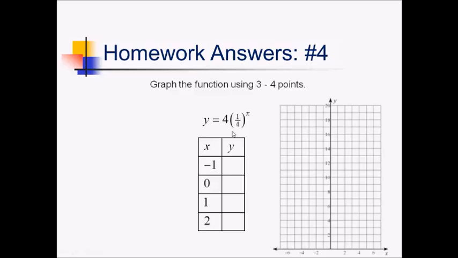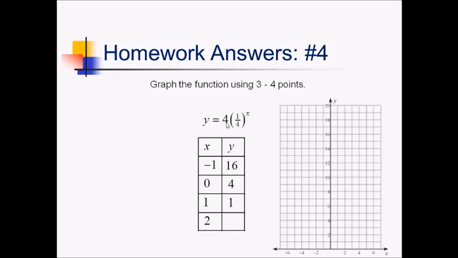So going through now, we've got 4 times 1/4 to the -1. Well, 1/4 to the -1, that's the reciprocal of 1/4, which is 4. So really, we're just doing 4 times 4, which is 16. Next, we've got 4 times 1/4 to the 0. That's going to be 4 times 1, which is just 4. And now we've got 4 times 1/4 to the 1. That's 4 times 1/4, which is just 1.